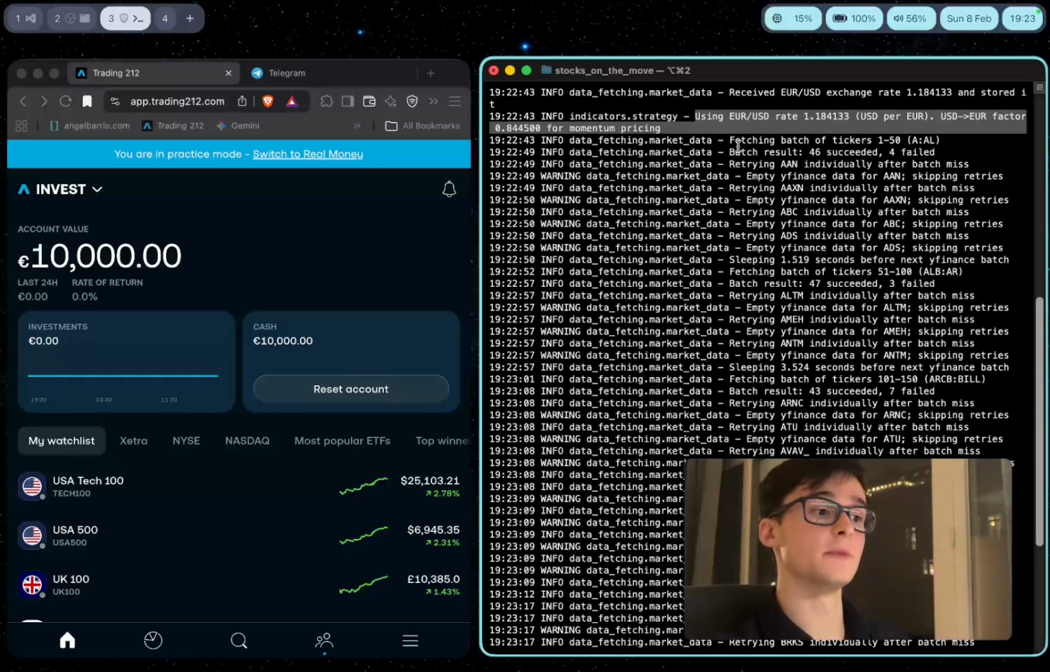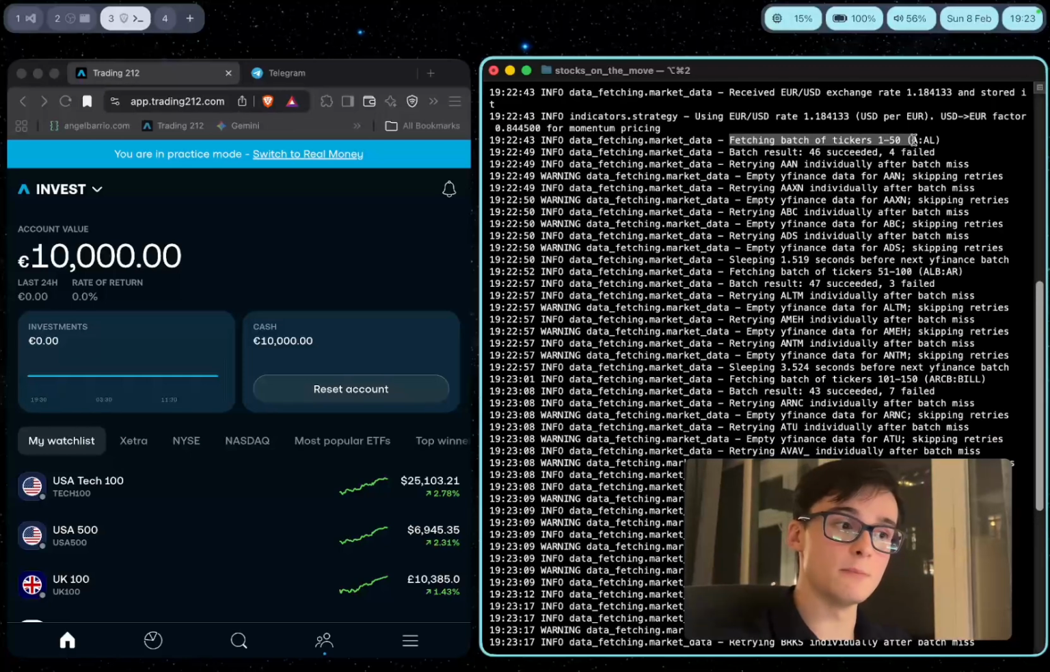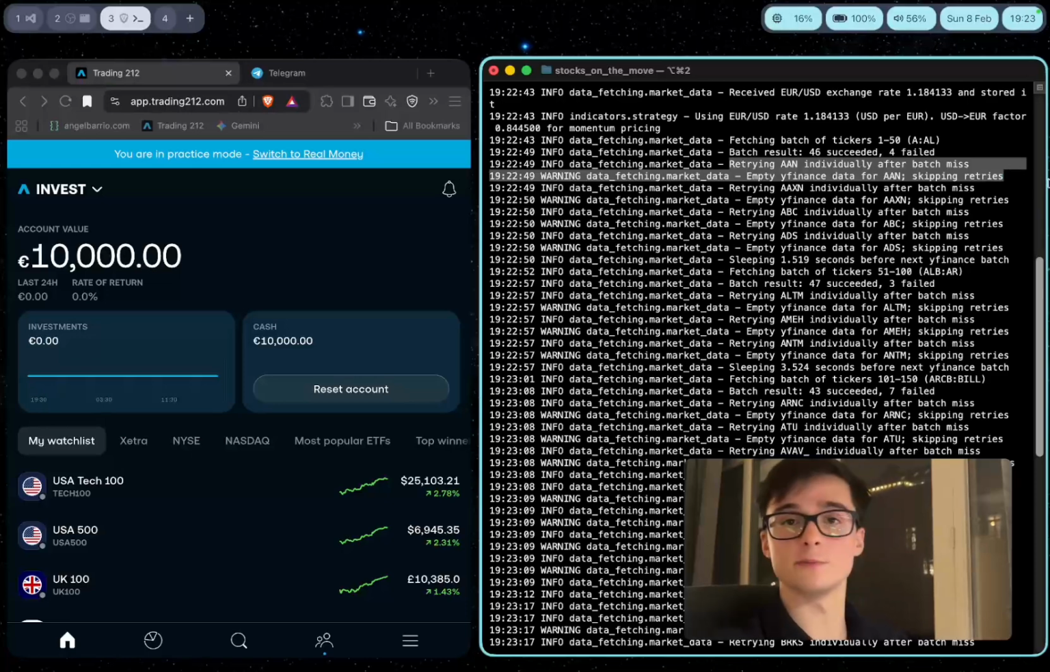And we then begin fetching, and you'll see that the fetching takes place in batches. In this case, 50, because I just found it to be the sweet spot in playing around with it, but you can set anything you want as a parameter. Whenever a stock fails within the batch, we retry individually. For example, here for AAN, but it just turns out that there was no YFinance data.